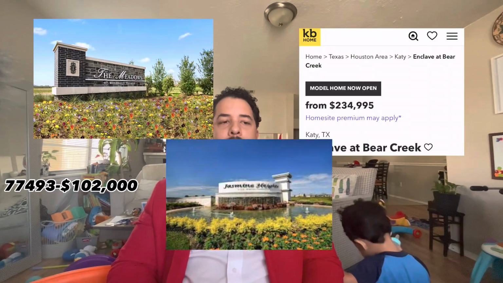There's some new construction, not a lot, and it borders with Cypress and Houston. So in some areas, for instance, you could be technically in Katy, Texas, but still be zoned to Cy-Fair ISD schools, and a lot of times that's why people even move to Katy in the first place.